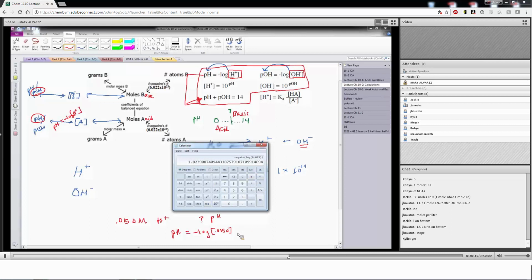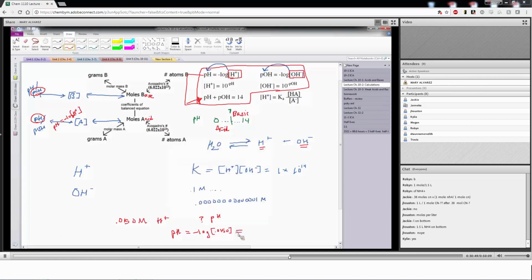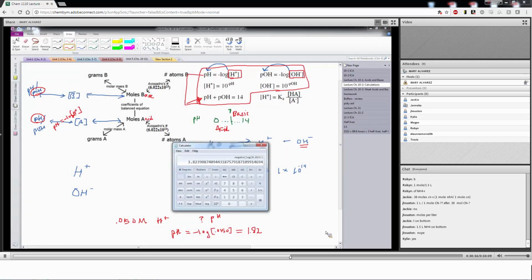Did you guys see what I did there? Every calculator is going to be different, so you have to practice this on your calculator before we get to the test. Have to. Did you guys get the same answer as me?